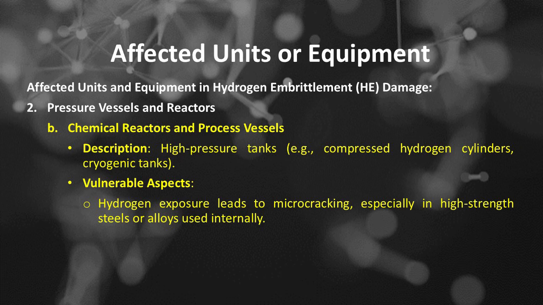Number B, it is used for chemical reactors and process vessels. This is equipment involved in hydrogen production, such as reformers, electrolyzers, chemical synthesis, or other reactions. The vulnerable aspects of these chemical reactors and process vessels include hydrogen exposure leads to microcracking, especially in high-strength steels or alloys used internally.